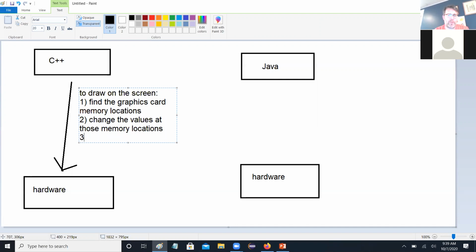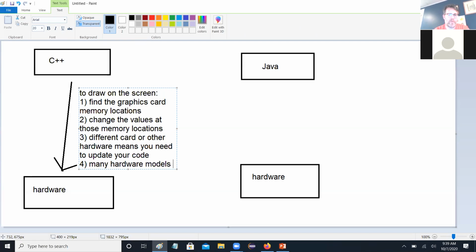But what this means is number three, a different card or other hardware means you need to update your code. Consequently, many hardware models require multiple versions. So a language like C++ is, again, specified for a particular hardware configuration.